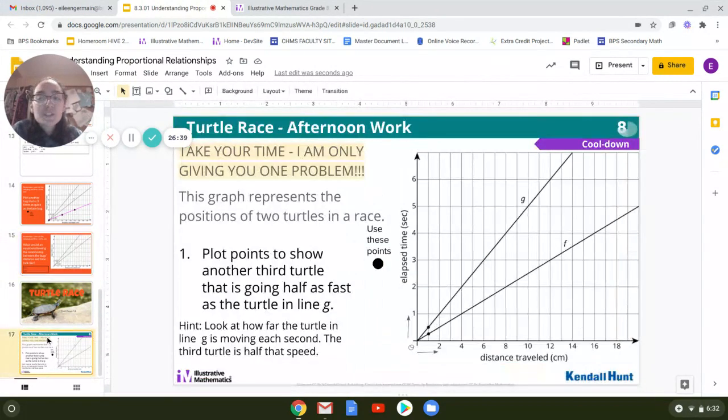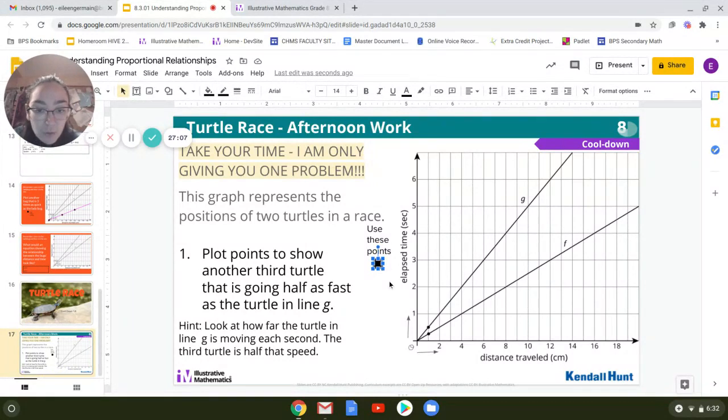The last thing I want you to do is sort of like your exit ticket for today. So now I want you to take your time. This graph represents the position of 2 turtles in a race. Plot points to show a third turtle that's going half as fast as the line G. So now after 1 second, he's only going half the distance. So think about what's going to happen to that line. I want you to plot some points, and then grab your line tool and connect them like we did in our video before.